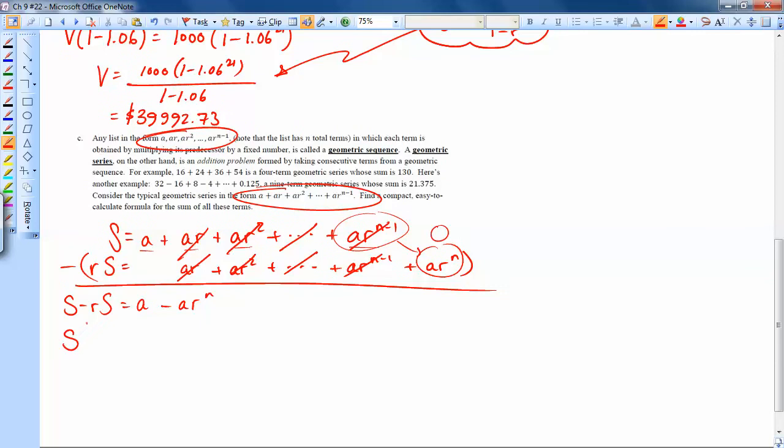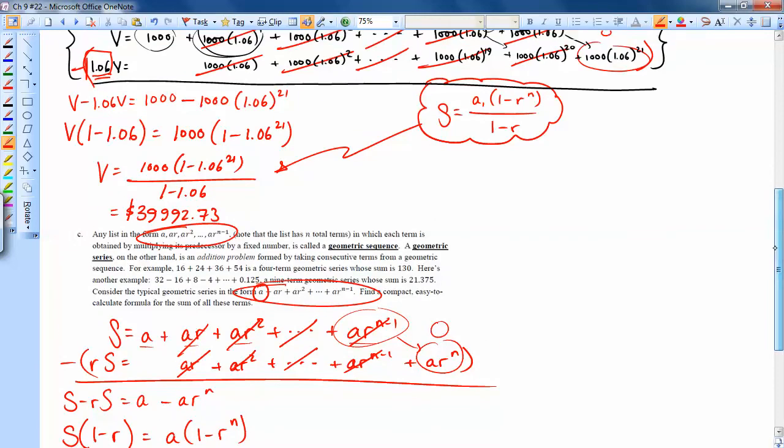And if I factor out the s, and factor out the a, and then divide, that's what I get. Now here it just says a, not a1, but if you notice in this, the first term is a. So it's really the same thing as this equation that we just wrote up here. Okay, hope that helped.